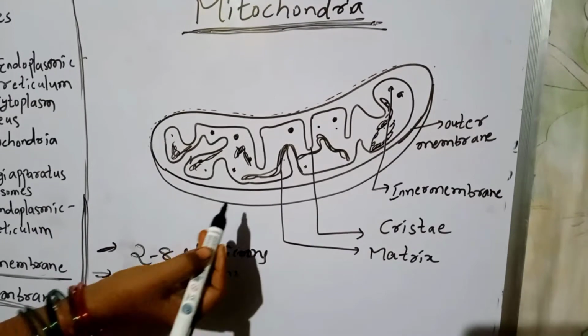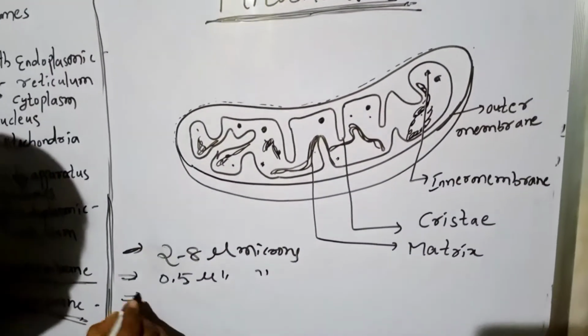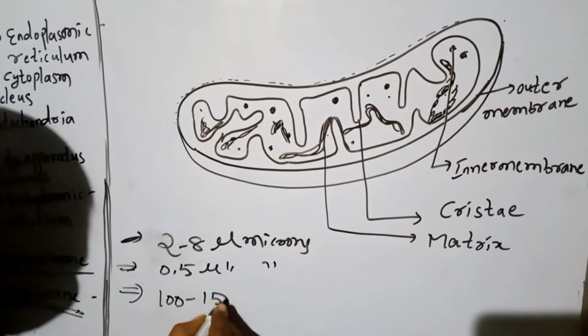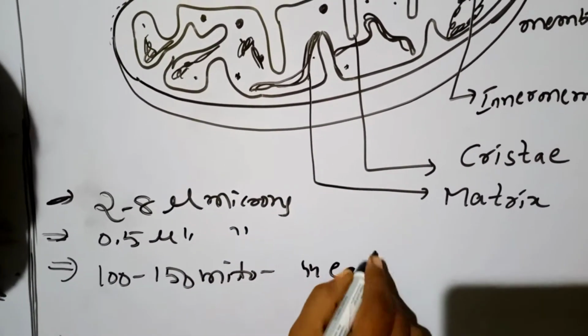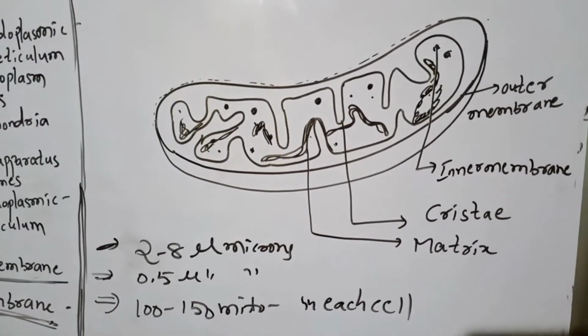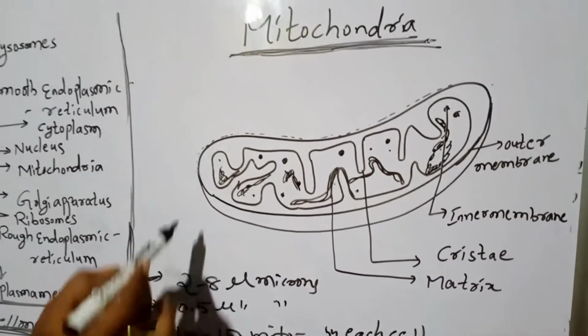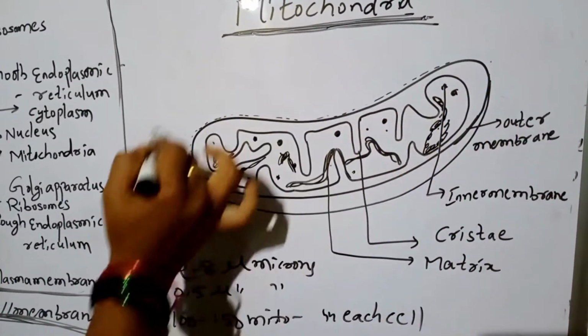There are 100 to 150 mitochondria in each cell. If we observe this structure, we are observing two membranes.